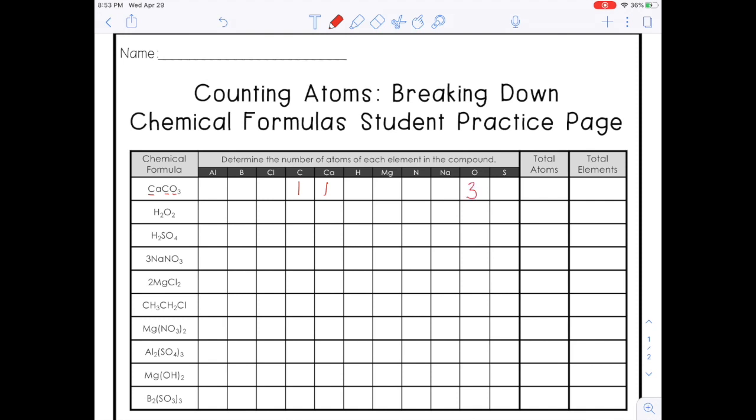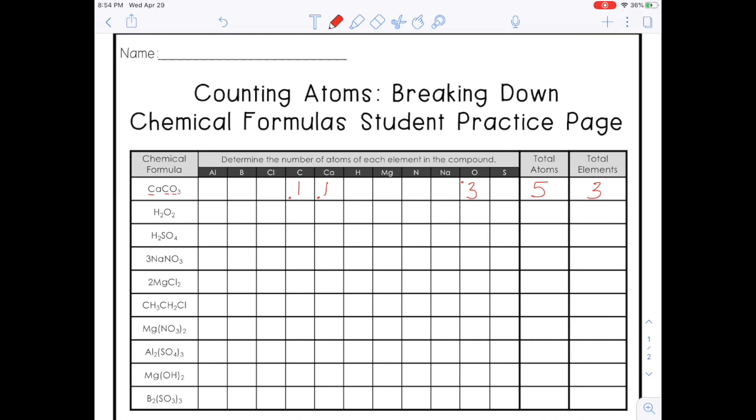For my total number of atoms, I'm just going to add those all up. I have 1 carbon, 1 calcium, 3 oxygens. That gives me 5 altogether. For my total number of elements, I can just look at my capital letters, and I can also look at how many boxes I have filled in here. I have 1 box, 2 boxes, 3 boxes. I have 3 total elements.